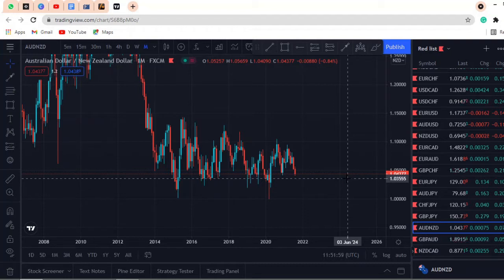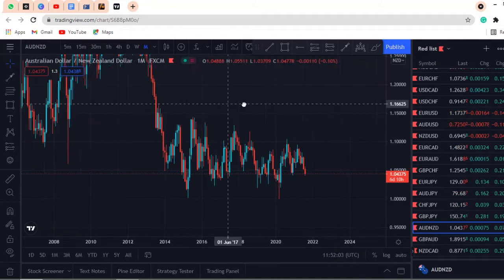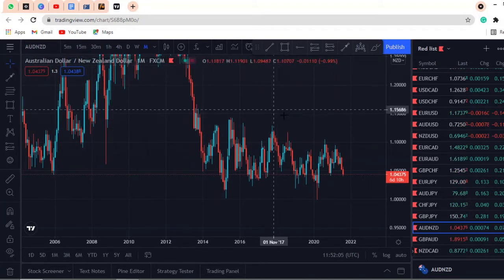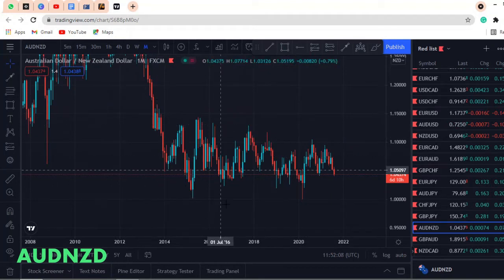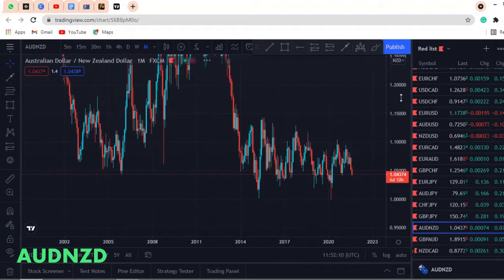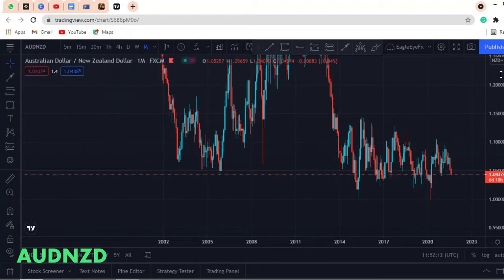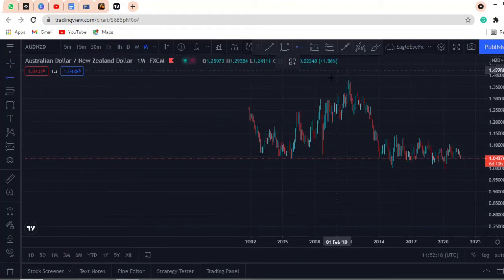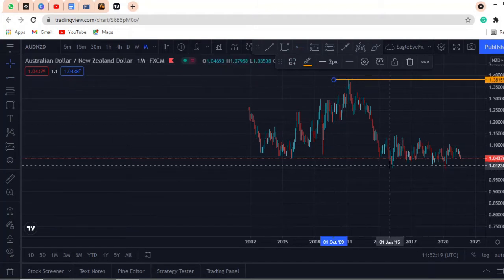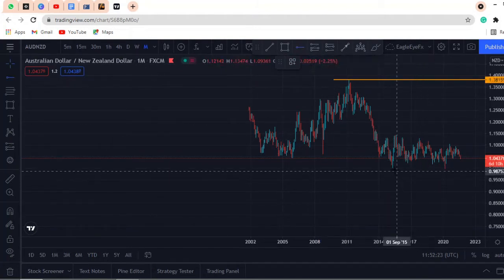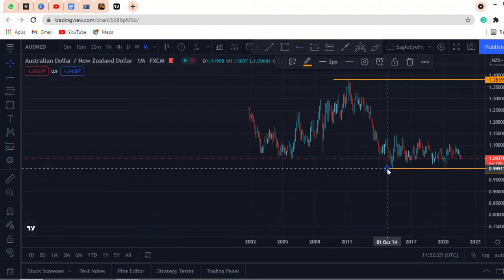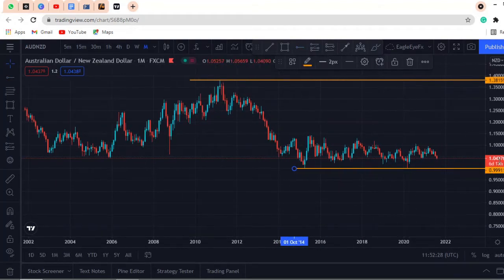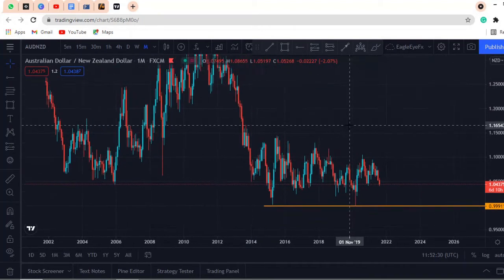Okay, so we'll go through 3 pairs today: Nzdcad, Gbpaud, and Nzdcad. So I'm on a monthly time frame of Audnzd, and as you can see, there's some sort of consolidation, right? This has been the highest on Audnzd, and I believe the lowest so far has been this particular level over there. All right, so you can see that.